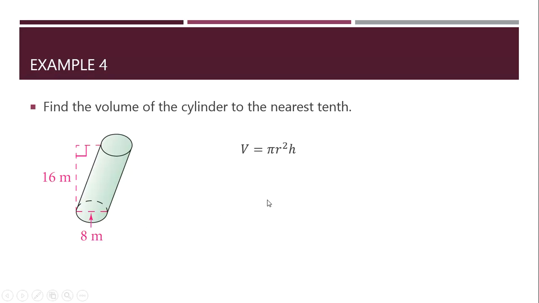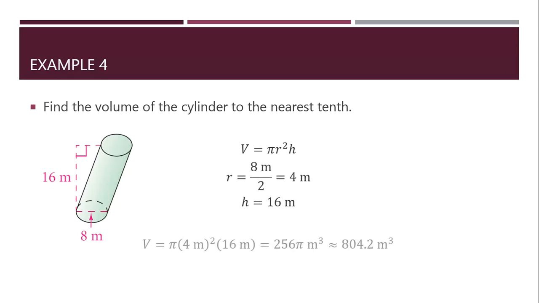So how are you going to find your radius? Cut it in half. How else? So it turns out my radius is 4 and my height is 16. And then I can go ahead and plug these guys in. Remember to square it first, so that gives you 16 times 16, 256 pi.